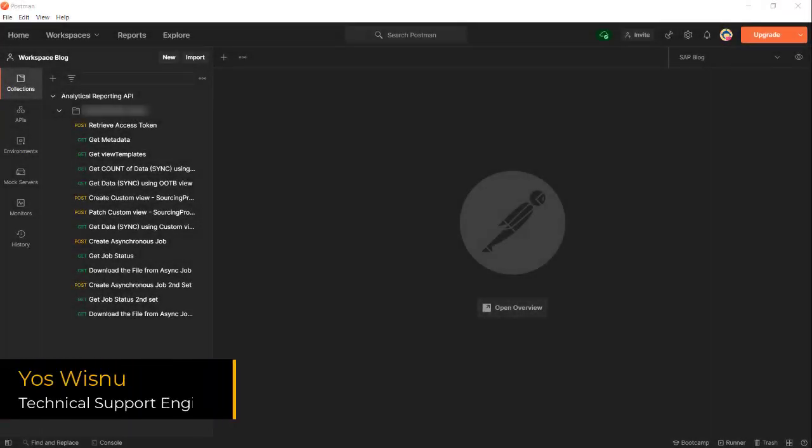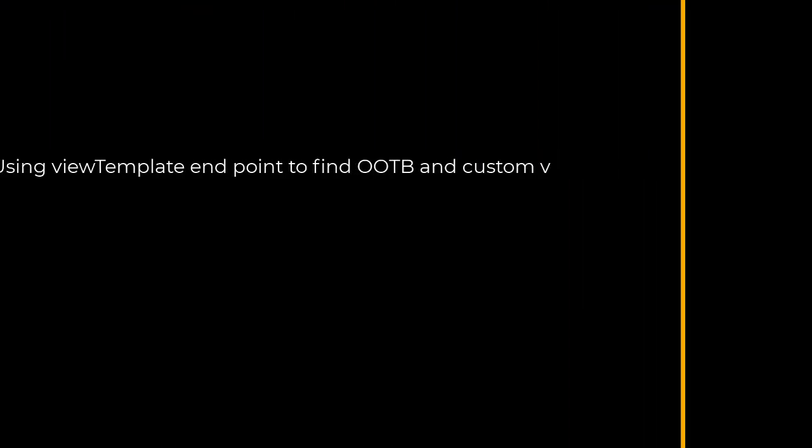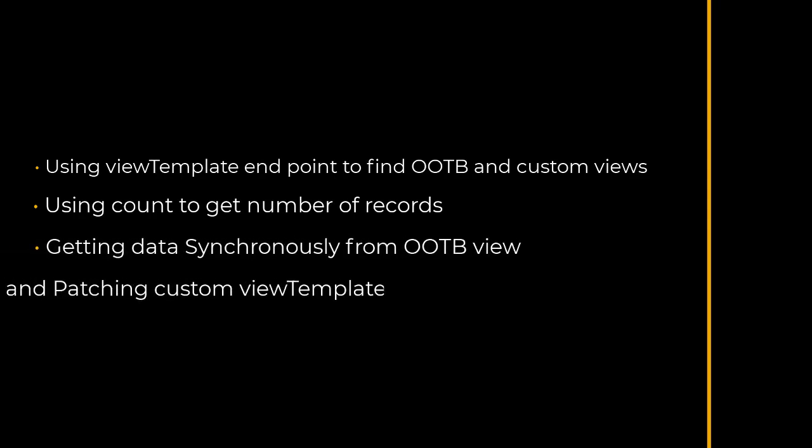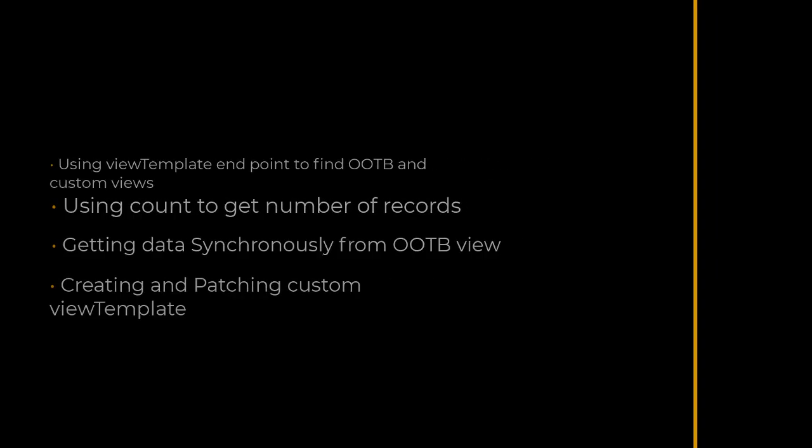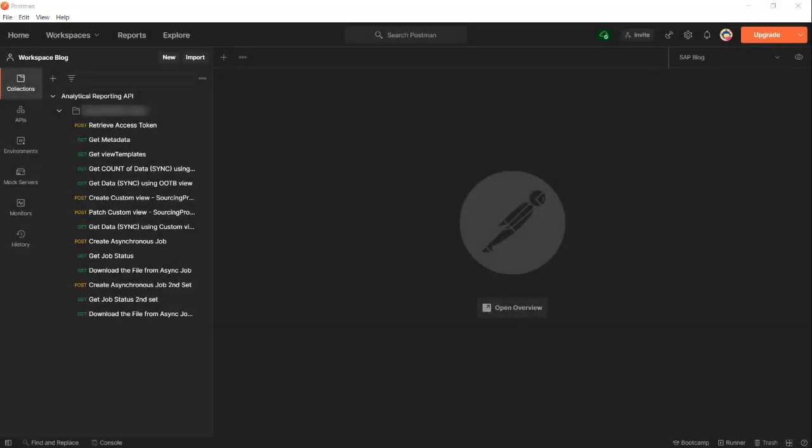Hi, my name is Jos Risno, and today I'm going to show you how we can utilize the view template endpoint of SAP Ariba Analytical Reporting API to find out-of-the-box and custom view. We'll also use one of the out-of-the-box view templates to get the count number of records and then retrieve the data synchronously. Later on, we'll also create a custom view template and show you how we can patch this custom view template and add existing custom field by getting the field name from the metadata endpoint as discussed in the previous video. Let's begin by getting our token.